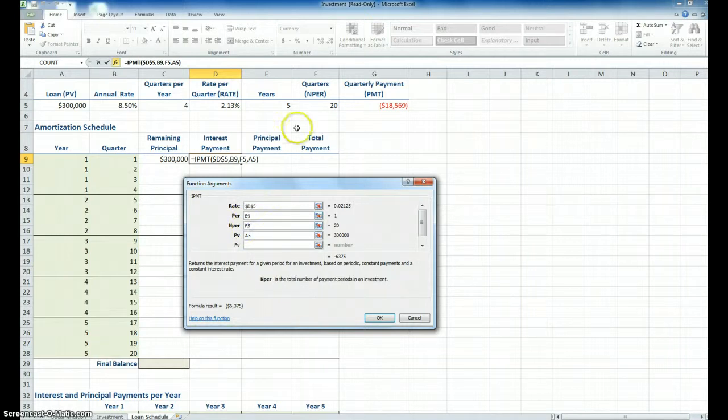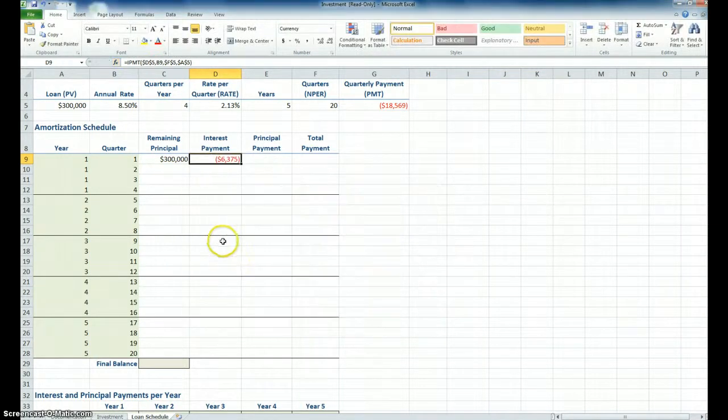Okay, the number of periods, clearly I want to anchor it there. I never want you to leave F5. And the present value, I want you to stay in A5. So we are going to absolute cell reference that one. Okay. So now I press OK.